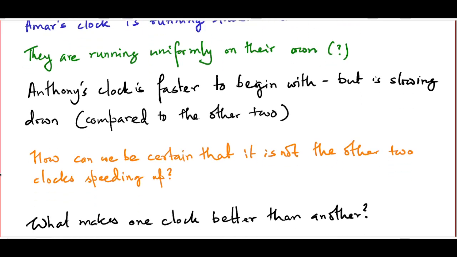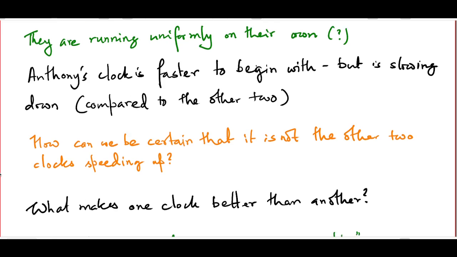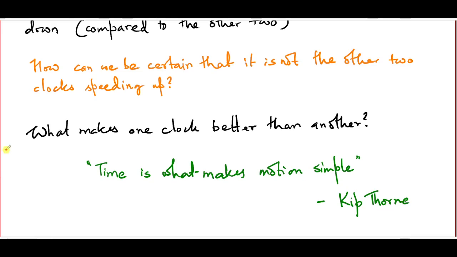Now the answer to this, and to the general question of what makes one clock better than the other, can be answered, at least in physicist terms, via a rather famous quote by Kip Thorne. Time is what makes motion simple. Let me now explain what this quote really means by appealing to what else? Newton's first law. In the previous lectures, we had seen examples of measurements made by different observers.